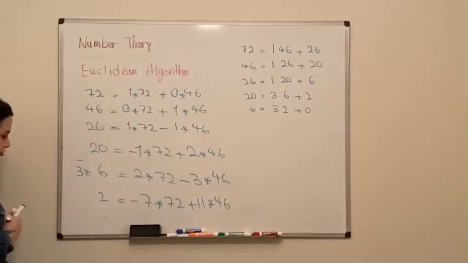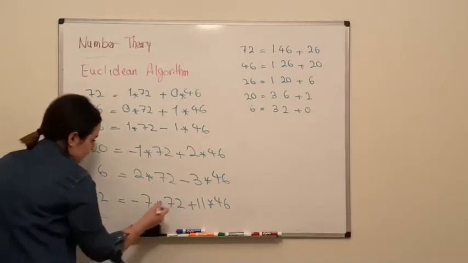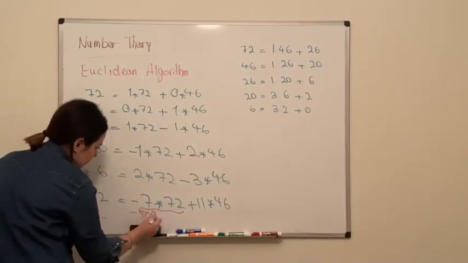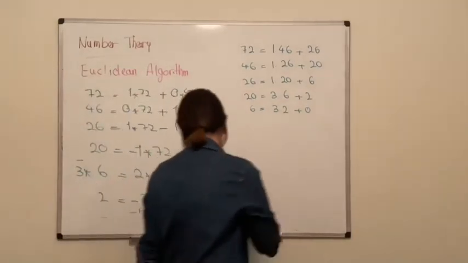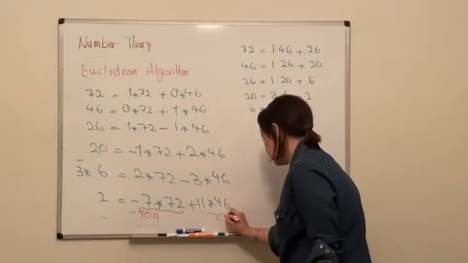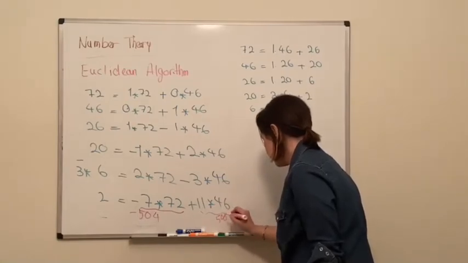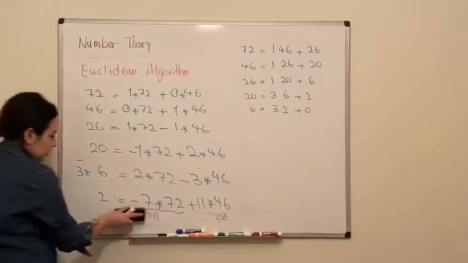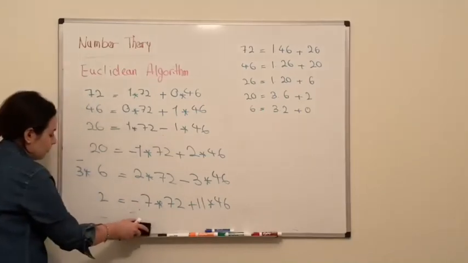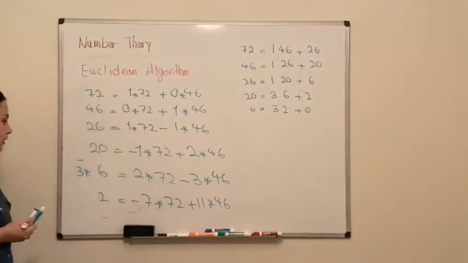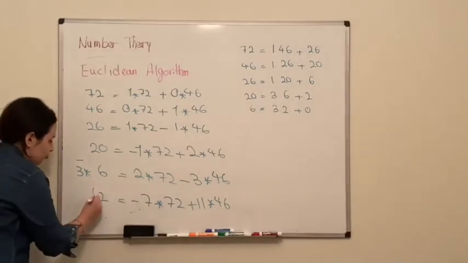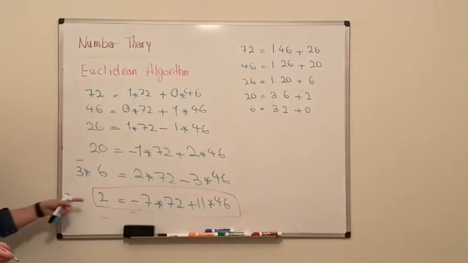And just to make sure, we can test that. 7 times 72 means 504, and 11 times 46 will be equal to 506. So negative 504 plus 506 is equal to 2, and it is correct. I just wanted to test if I did that correctly.